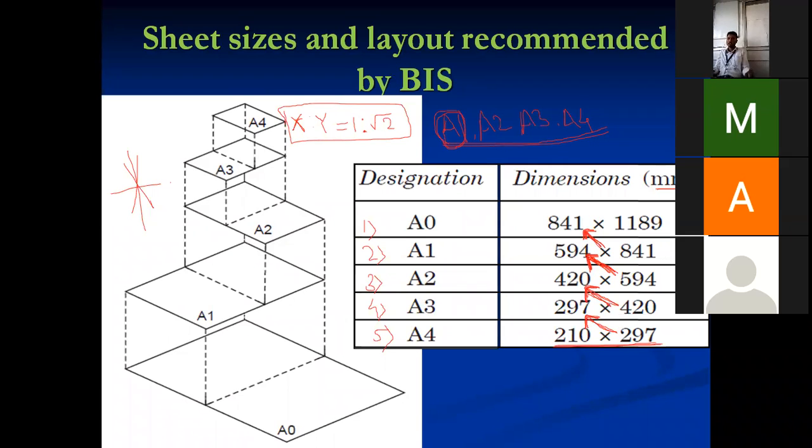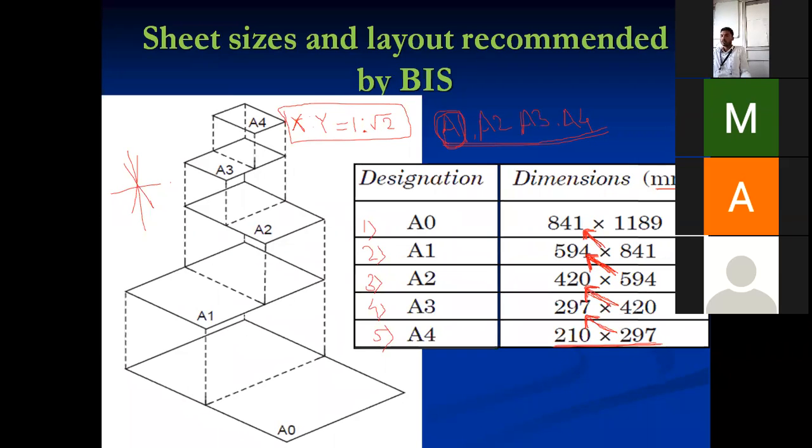Again, you have to take 420 as it is. Again, you have to multiply it by root 2 to get the next dimension. You will get 840, but in our standard it is 841. That's why I have star marked it. 841. Again, 841 you have to take as it is. Again, you have to multiply it by root 2. You will get 1189. Similarly, like this.